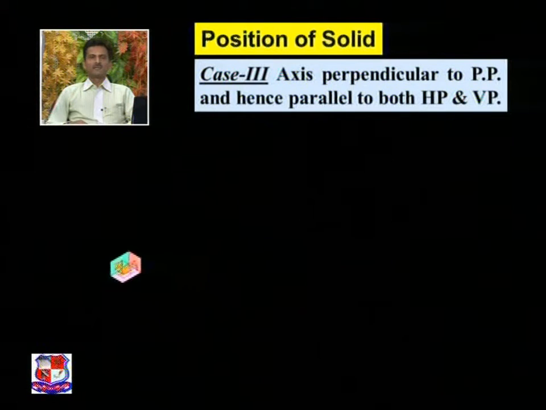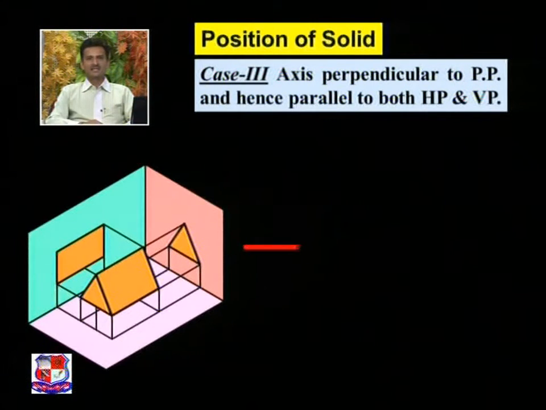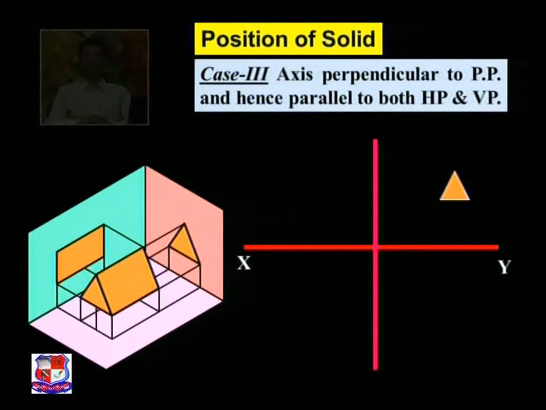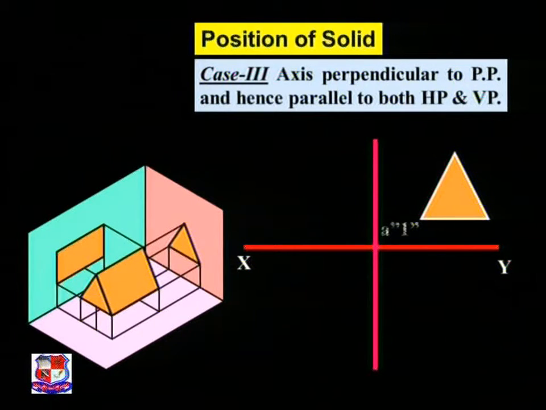So how to draw that? This would be the case. In this case, the axis is perpendicular to profile plane. So first draw XY line and draw the profile plane, a triangle in the side view. So first we have to draw the side view in this kind of cases.